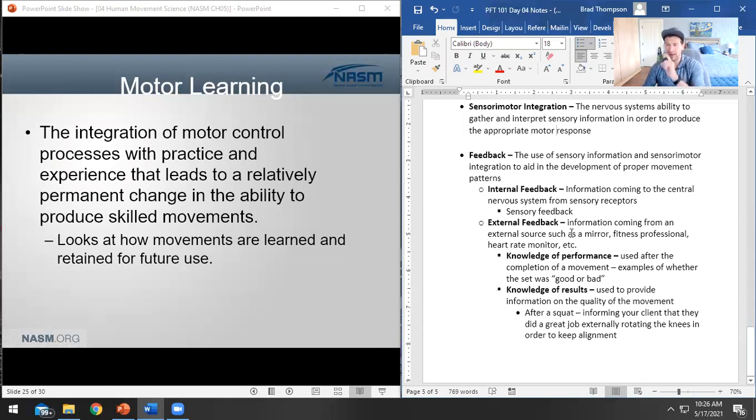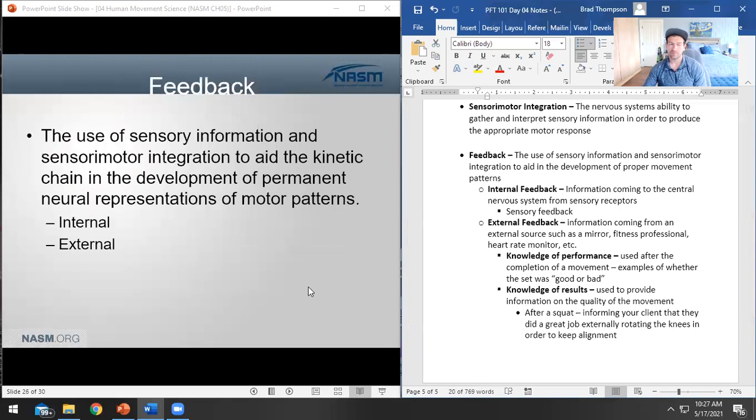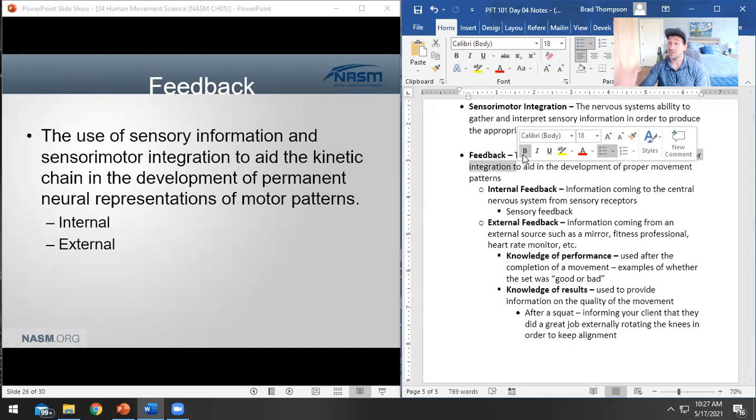All right, so coming back to that motor learning idea, we talked about motor learning earlier. It's integration of motor through practice and experience. How do we actually create effective motor learning when we are training our clients? Well, that's how we use feedback. Honestly, this end of this PowerPoint is not something you're probably going to be tested on in this course, because this class is all about assessing clients. But in the realm of actually training your clients, you need to know what type of feedback to give them. So feedback is the use of sensory information and the way your client feels, sensory motor integration, in order to aid in the development of proper movement patterns.